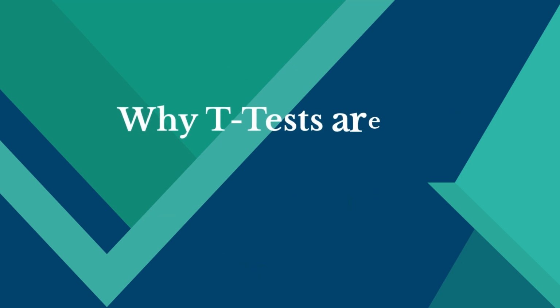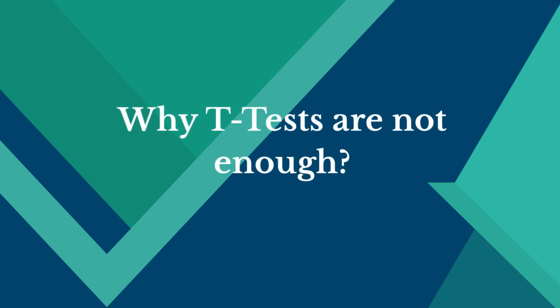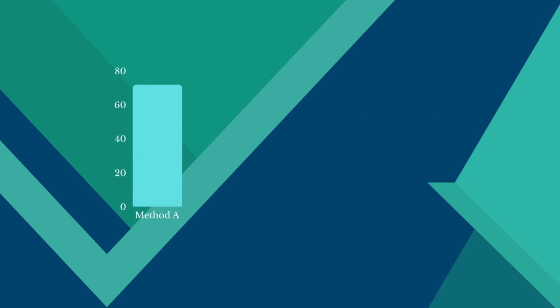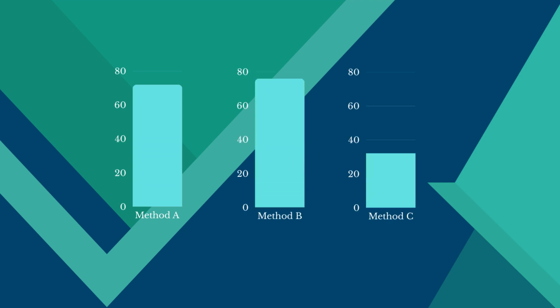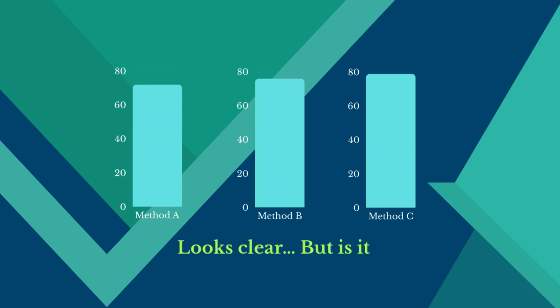So, let's start with the exact problem ANOVA is designed to solve. Imagine this. You are comparing three teaching methods. The average score of method A is 72, method B is 76, and method C is 79. At first glance, method C looks best. But how do you test this statistically?